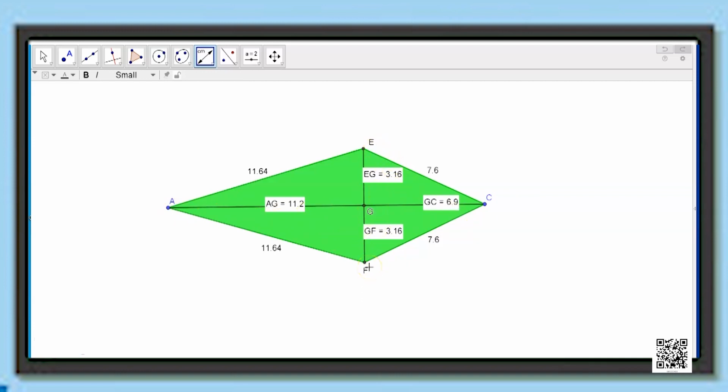Now the next property is with respect to the angles. So let us go and measure the angles of this kite. So the first angle that we are going to measure is ECF. So let me select the angle tool. I measure angle ECF. Now what is that equal to? That is 49.25. The next angle that I am going to measure is, let me select the angle tool, FAE.